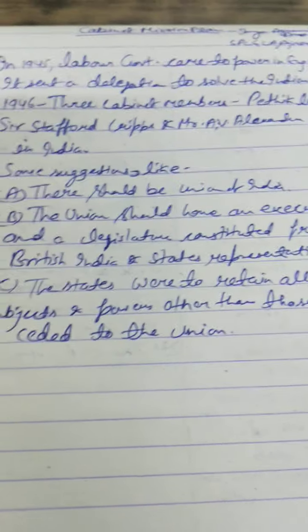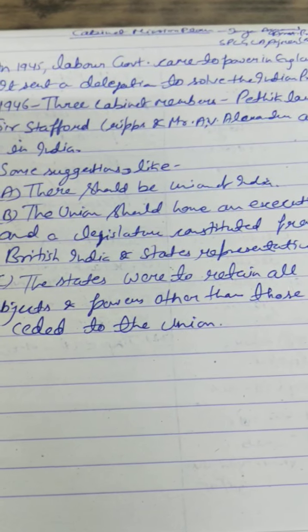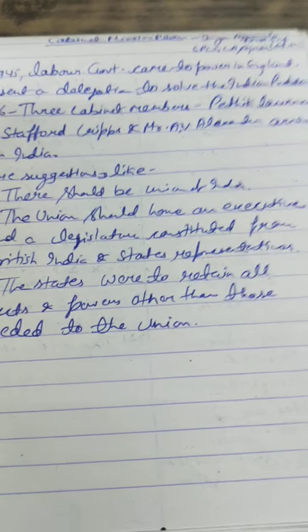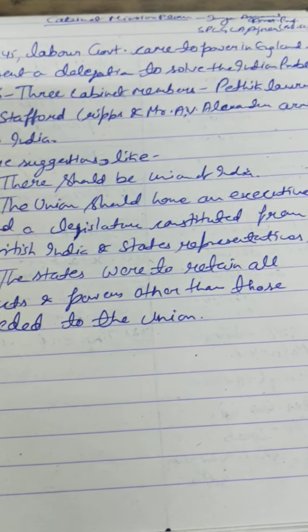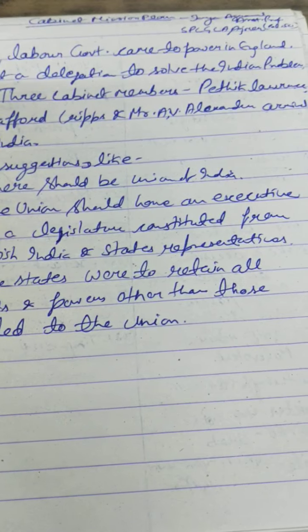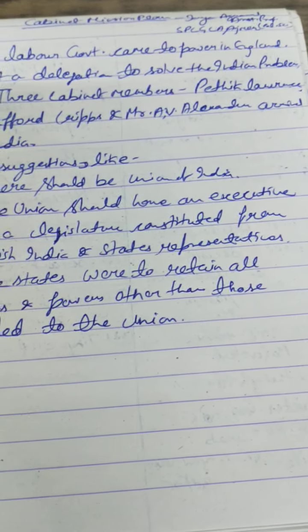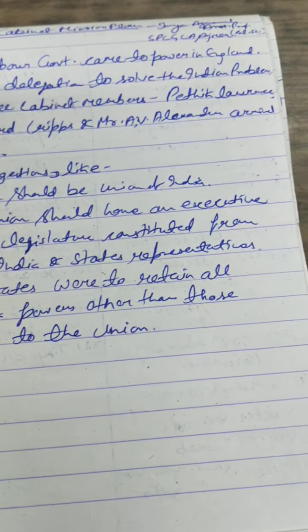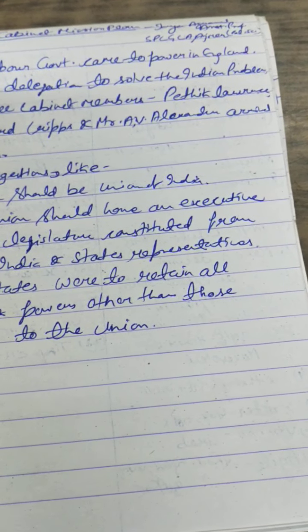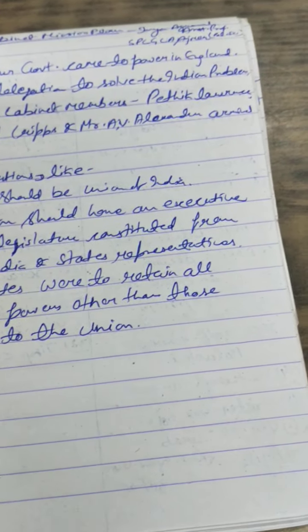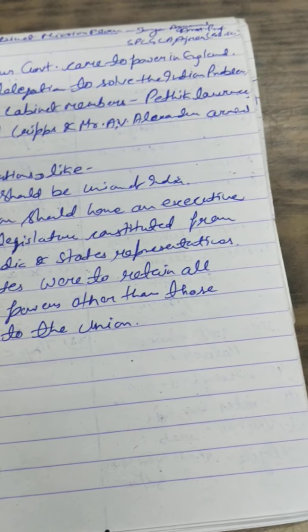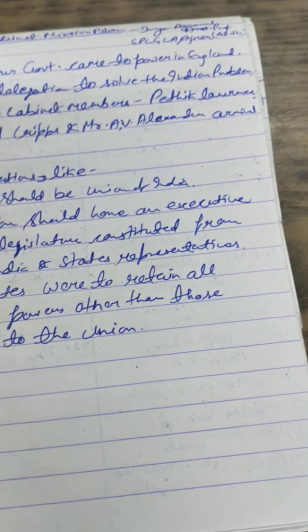Today we are going to study one of the most important parts of our Indian freedom movement, that is the Cabinet Mission Plan. So today we will discuss the main features of the Cabinet Mission Plan and how it was sent to India by the British government to solve the Indian problems. So let's start.